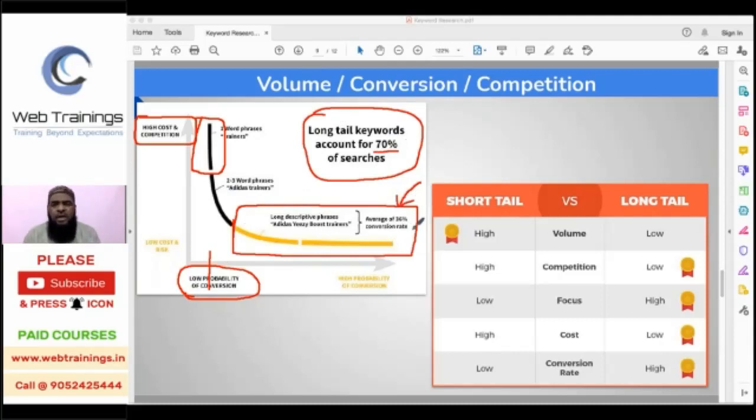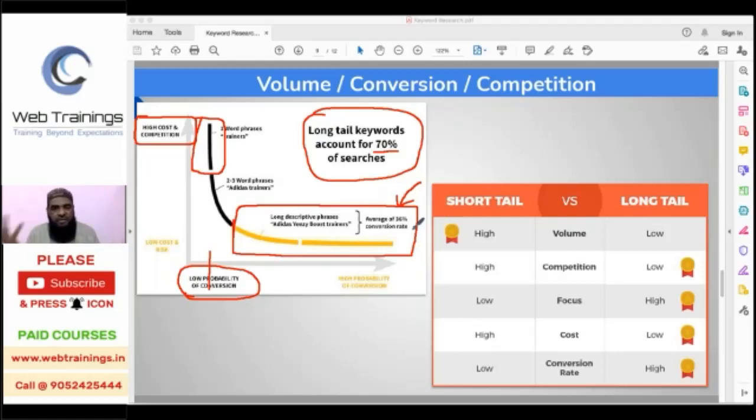You may ask, sir, why do people who type long tail convert? I'll give you an example. Think about it this way. I just type pest control. I don't know what I want. Actually, I'm just doing some random search. But if I type like this, my query is best termite pest control in Hyderabad.